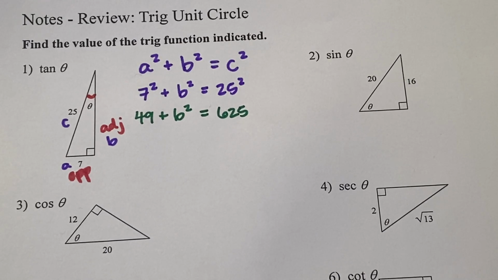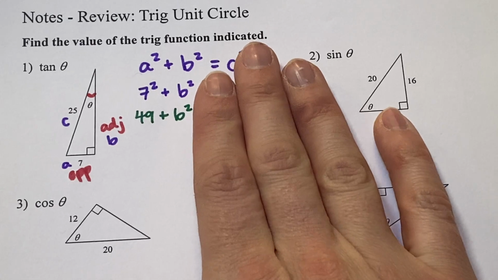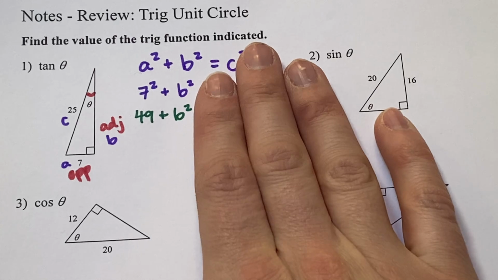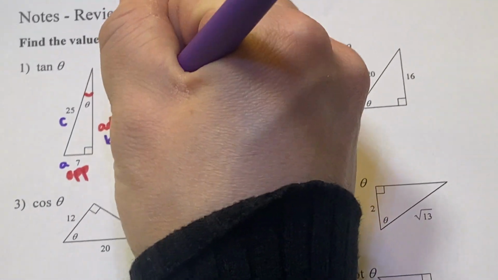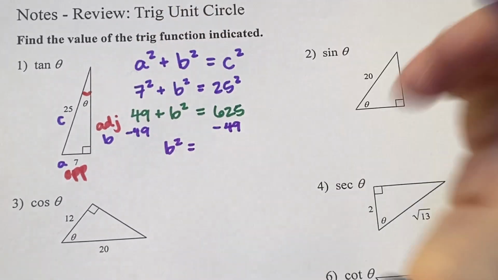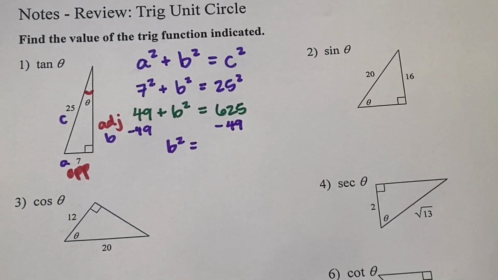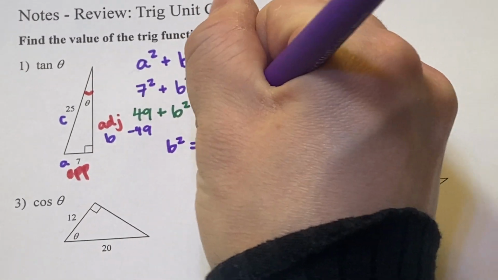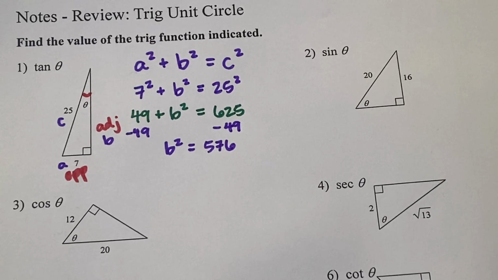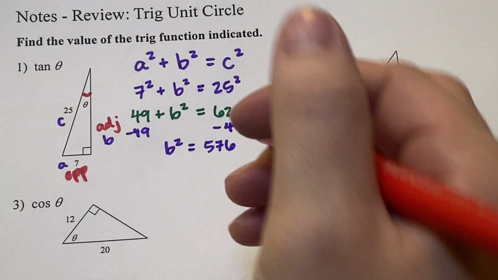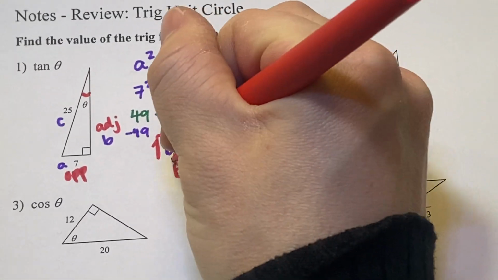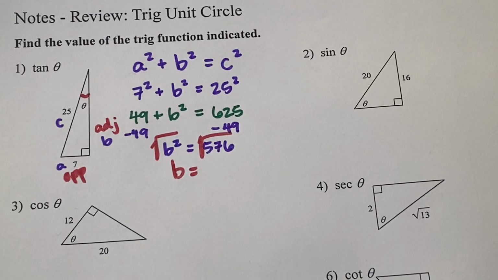We're trying to get B by itself. What do I need to get rid of first, the 49 or the squared? 49. How do we get rid of it? Subtract 49 on both sides. Look at you guys go. So I have B squared equals 625 minus 49, which is 576. And lastly, how do I get rid of that square that's attached with B? Take the square root. And B, the square root of 576, is 24.